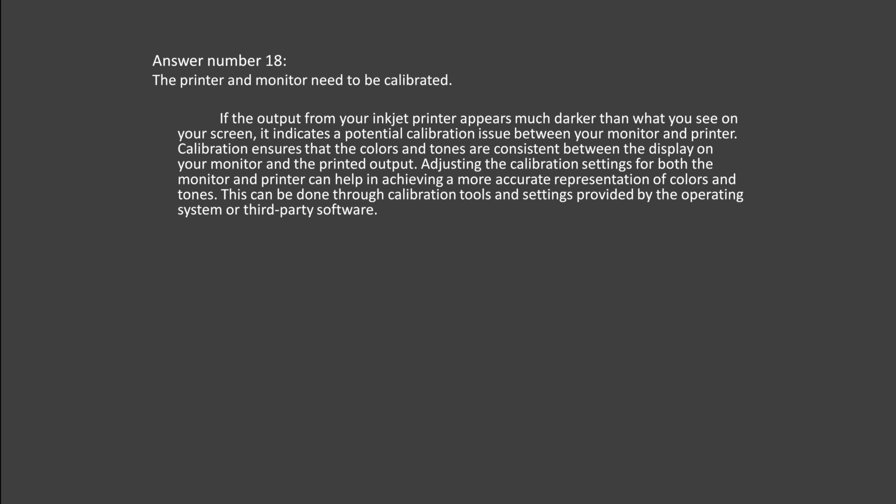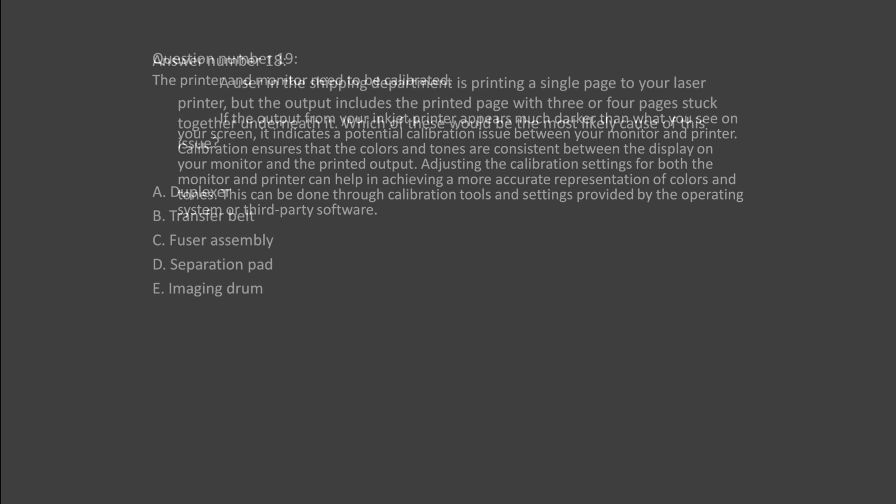If the output from your inkjet printer appears much darker than what you see on your screen, it indicates a potential calibration issue between your monitor and printer. Calibration ensures that the colors and tones are consistent between the display on your monitor and the printed output. Adjusting the calibration settings for both the monitor and printer can help in achieving a more accurate representation of colors and tones. This can be done through calibration tools and settings provided by the operating system or third-party software.